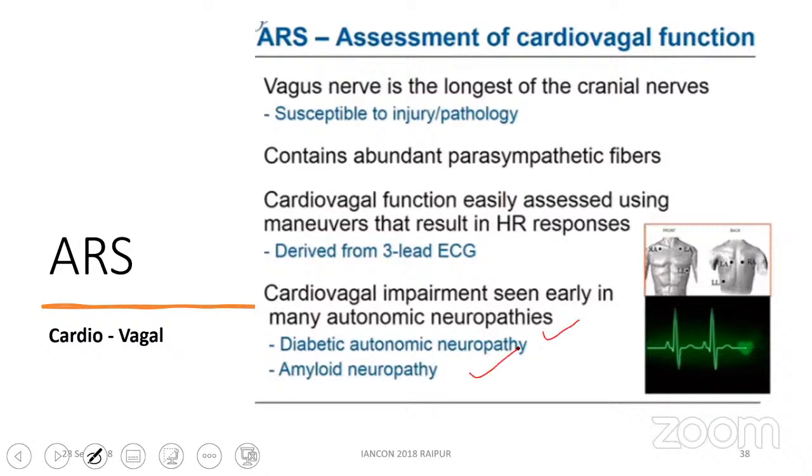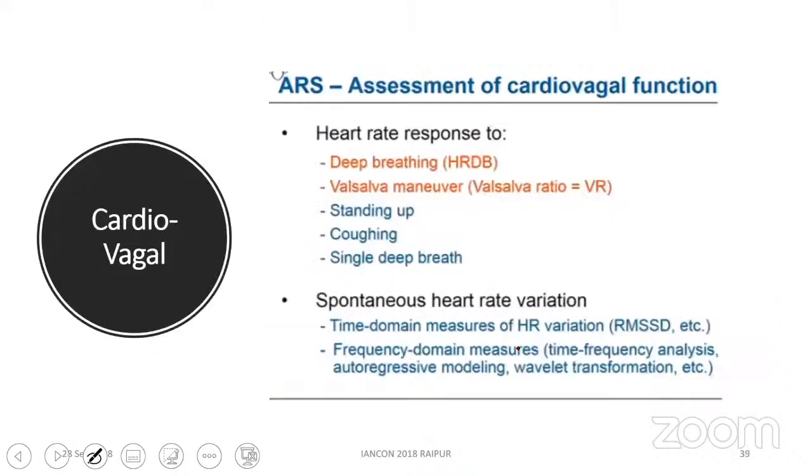That means heart rate variability is very, very important. So the autonomic reflex screening consists of the cardiovagal function assessment. The heart rate response is measured to deep breathing, Valsalva maneuver, standing up, coughing, single breath, and the spontaneous heart rate variation, which is a time domain measure of heart rate variation. That means 24 hours Holter or 5 minutes or 10 minutes.